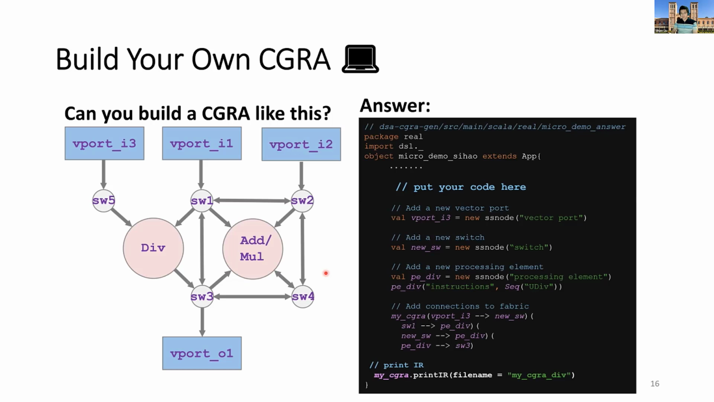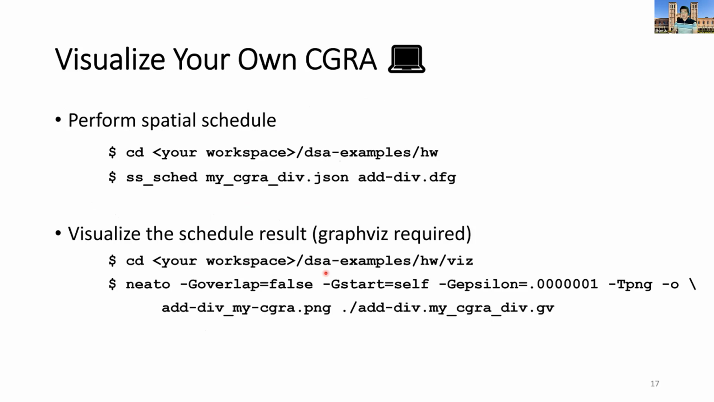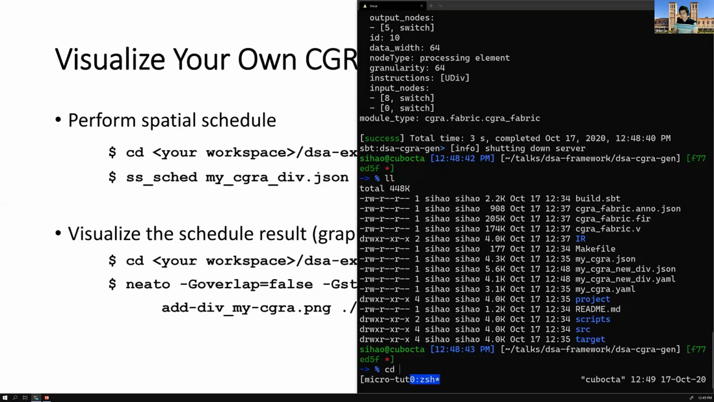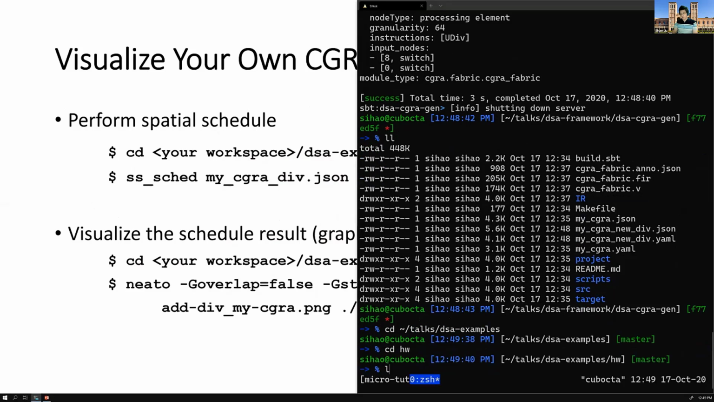Okay, I will proceed. You can do the same thing, like doing a spatial schedule on the new CGRA that you just built, so you need to cd to the DSA example hardware folder, and then you can actually visualize the schedule result. But you need to have GraphViz installed. So I'm going to cd to my DSA example folder and into the hardware.